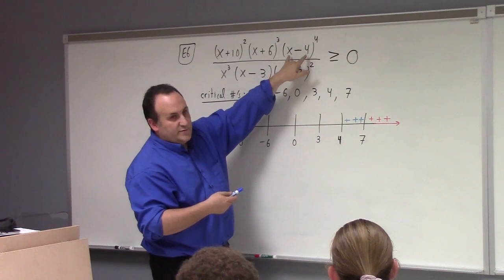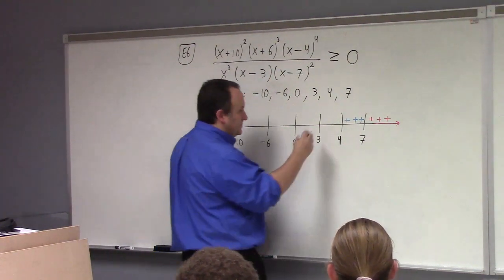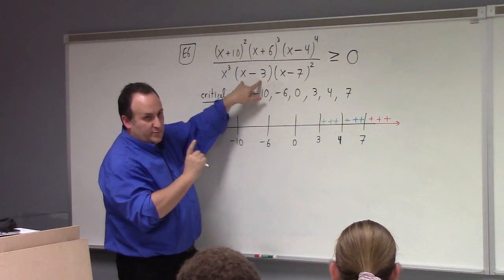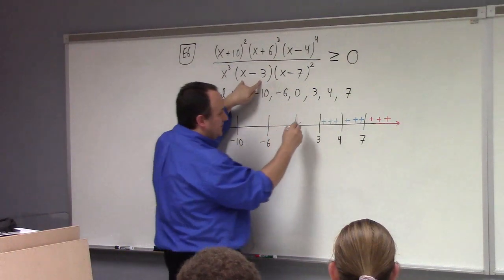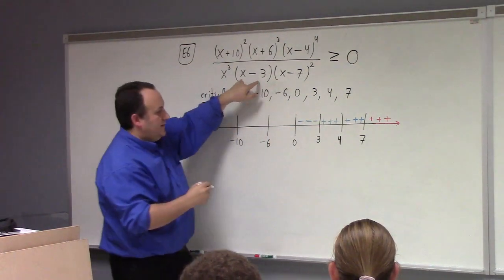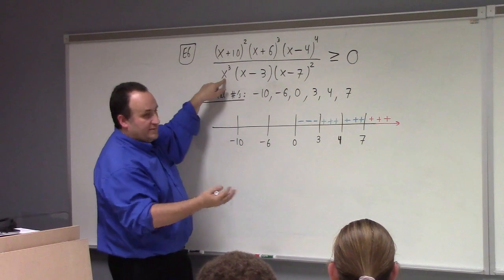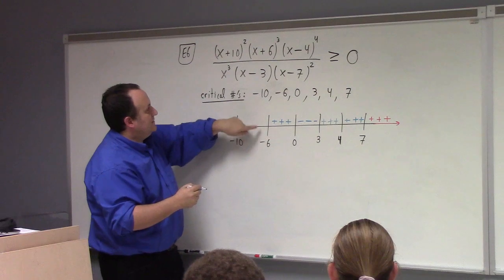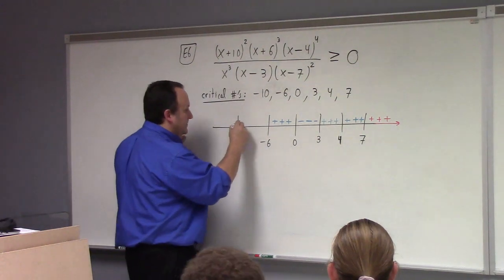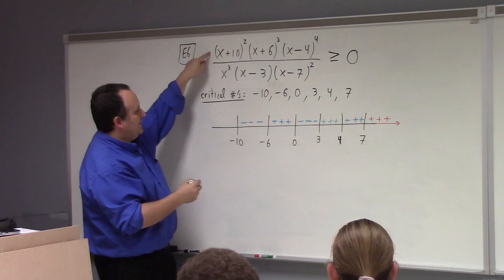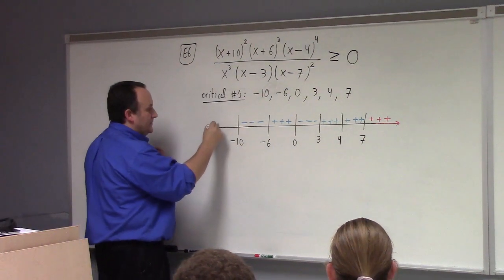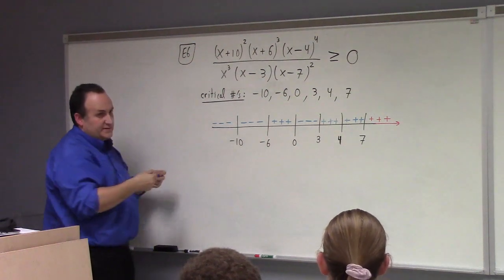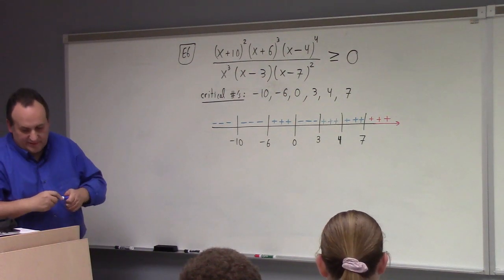So 4. Yeah, that's a multiplicity 4, which means we bounce again, so it stays positive. And 3 is coming from this. That's just one of them, right? So it's going to flip signs there. So we go negative. And then at 0, I've got a cube, so we flip signs there again. At minus 6, it's a cube, so we flip signs there again. At minus 10, we've got a square, so we stay negative. So we bounce, we maintain the signs as we go across even multiplicity factors, and we flip signs as we go across odd multiplicity factors.